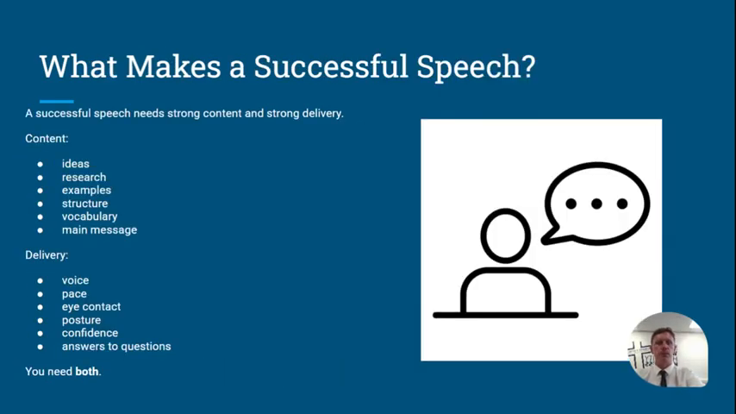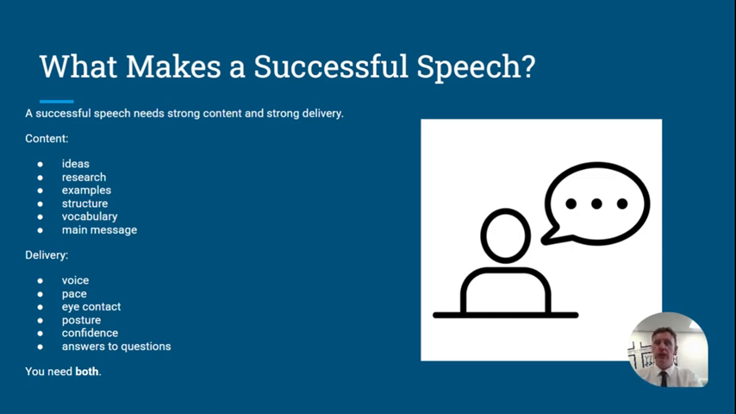So, a successful speech really has 2 elements to it. First, there's the actual content of the speech. So what we're talking about there are the ideas, your research, the examples you choose, the structure, vocabulary, all of that, okay? Your central message in your speech. But secondly, and this is also, I would say, at least equally as important, is the delivery. So that means what?